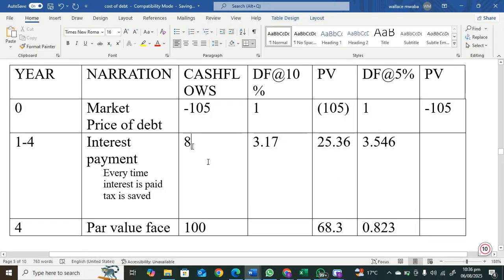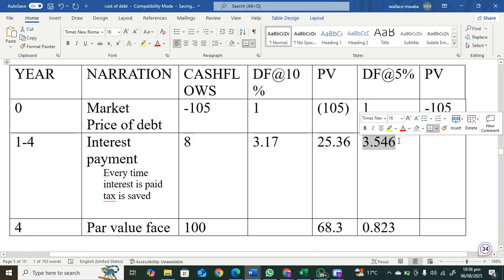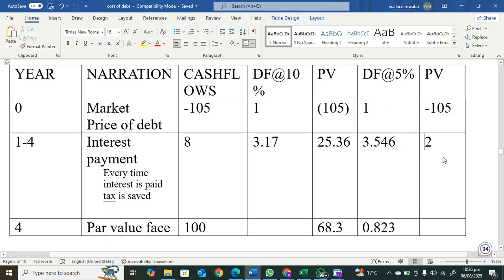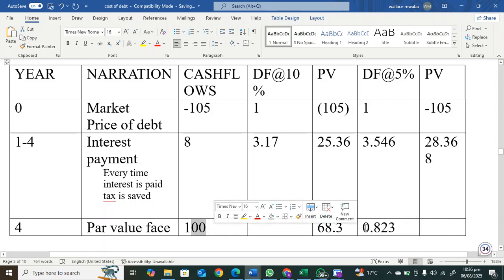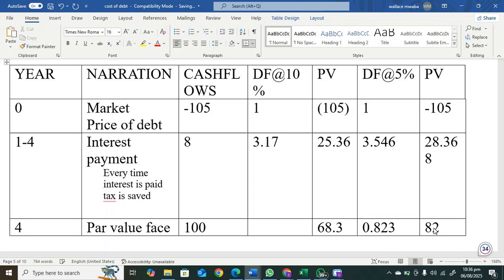Then the next cash flow, we're going to say 8 times 3.546, we get 28.368. Then the next one, we're going to say 100 times 0.823, we get 82.3.